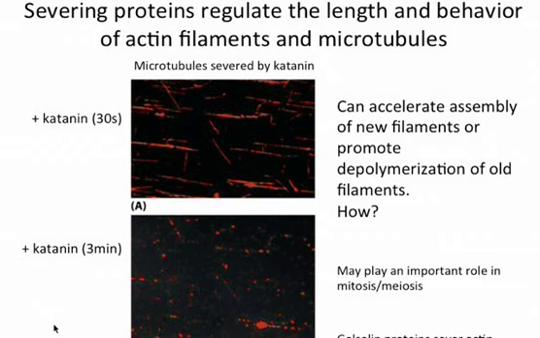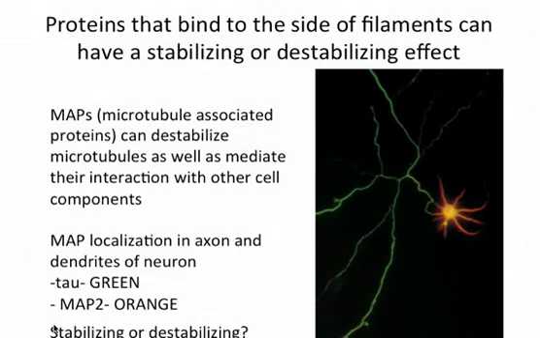I just want you always to have some context for thinking about these things. And gelsolin is the protein that severs actin, so similar function, different target. Questions about this? No, it's pretty fun. Okay. So then there are these proteins that bind to the side of filaments, and they can have a stabilizing or destabilizing effect.